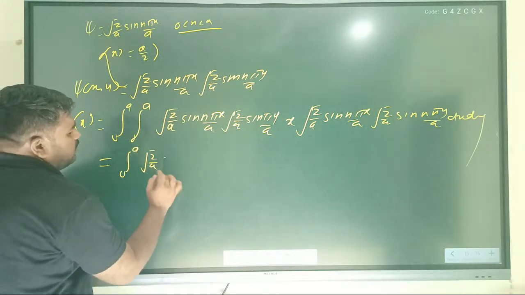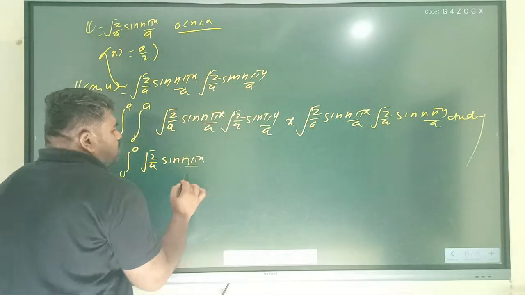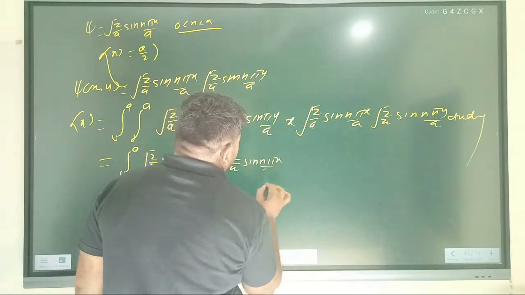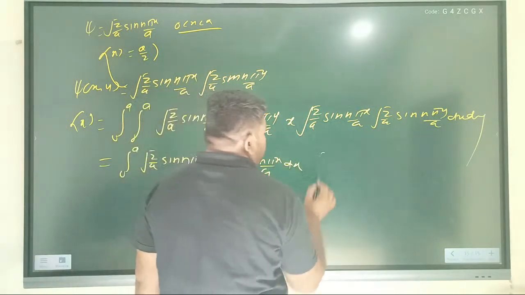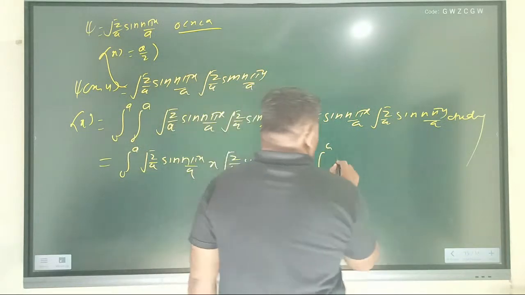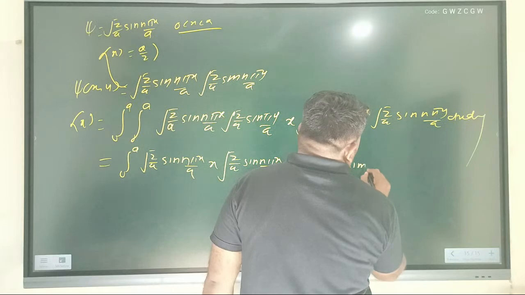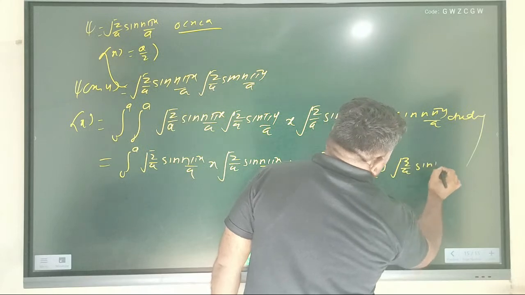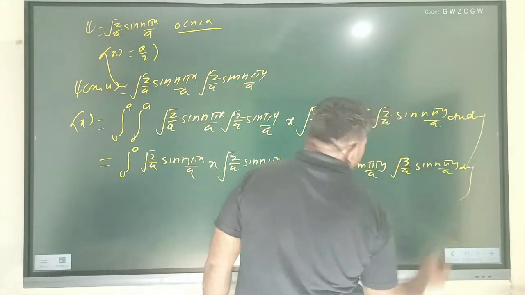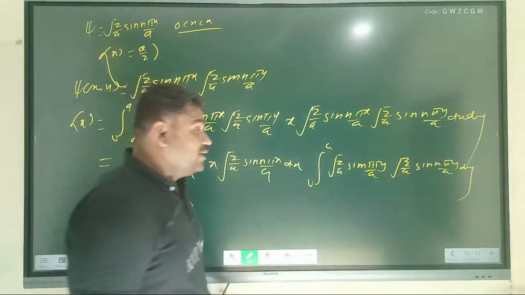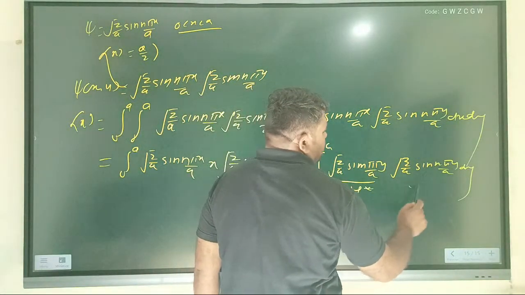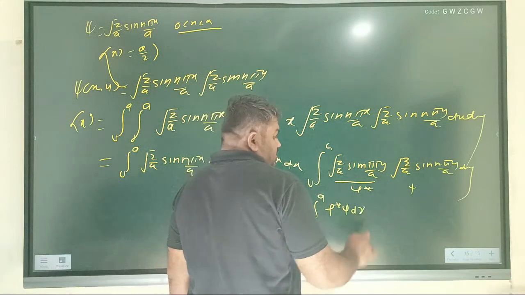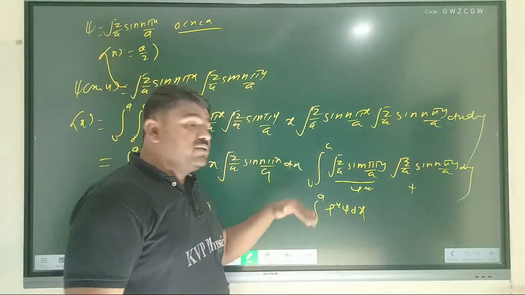0 to a, root 2 upon a into sin nπx upon a times root 2 upon a into sin nπx upon a into dx. Okay, and the second one is 0 to a, root 2 upon a into sin nπy upon a into root 2 upon a into sin nπy upon a into dy. Okay, this is like that, this is like that. Yes, this is psi star, this one is nothing but psi. 0 to a, psi star into psi dx. Simple. Region is a total region, 100% region.